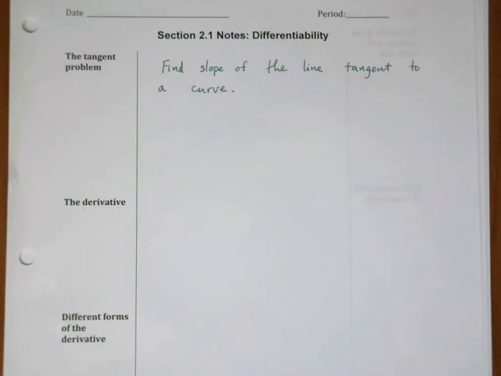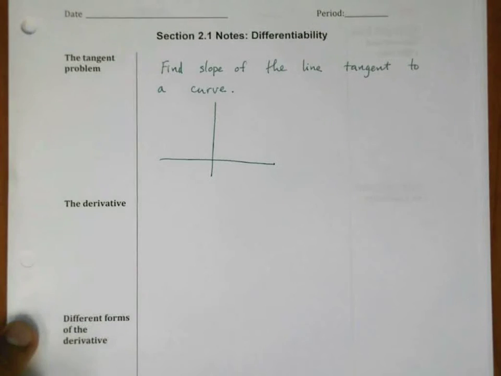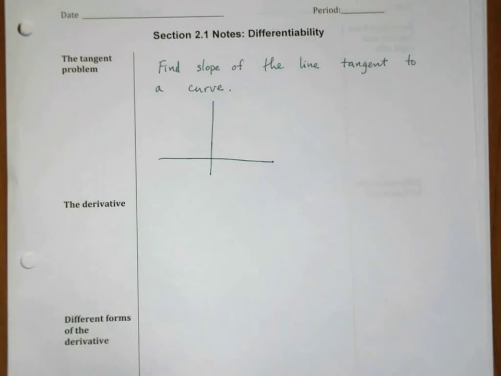Students, and welcome to the lesson on differentiability. And first we're going to take a look at sort of the original problem in calculus, which is the tangent problem. And it asks us to find the slope of the tangent line to a curve. And I realize that's not great English there, so let's illustrate this with an example.